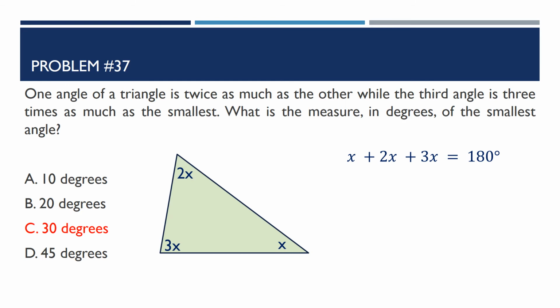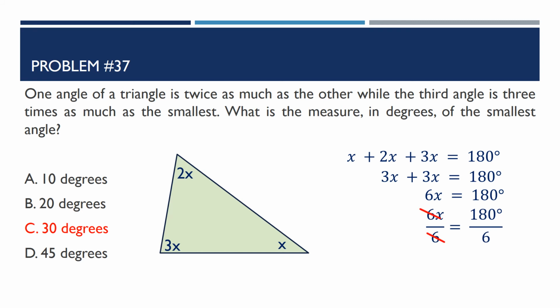Then let us solve. Let's simplify. x plus 2x is 3x, and 3x plus 3x is 6x. Then we will divide both sides to cancel the 6. What's left is x, and 180 divided by 6 is 30. So the answer is 30 degrees.